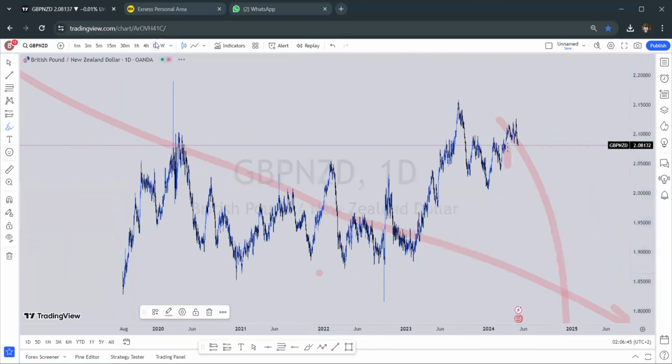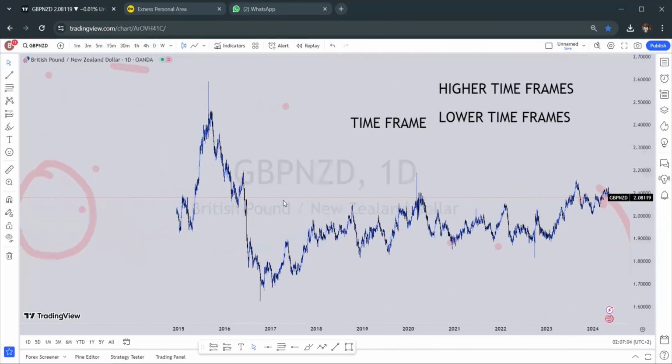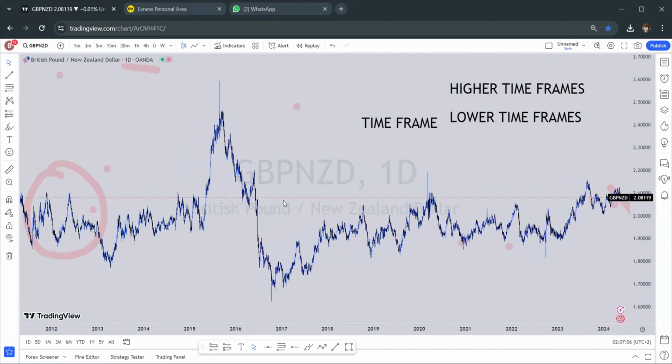Now this is daily time frame. Let's zoom back. If you zoom out, what we're able to see is from 2012 to the current, which is 2024, right? From 2012 now. So let's still go back.